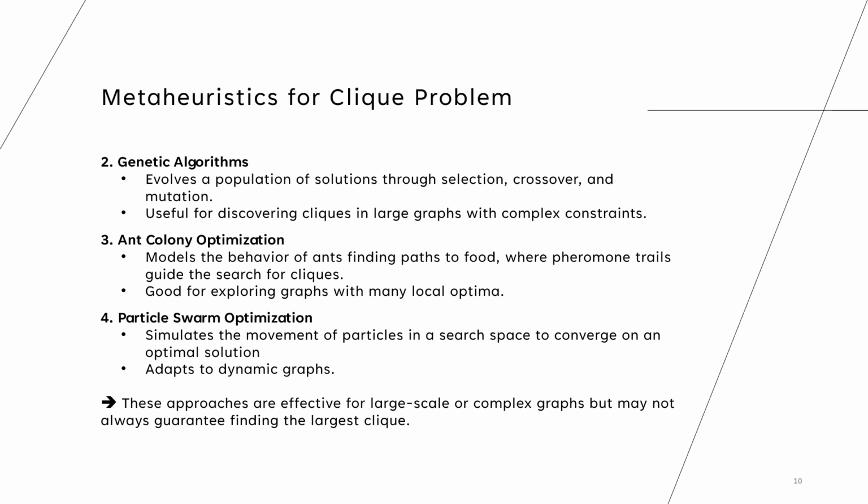And lastly, particle swarm optimization simulates the movement of particles in the search space, where particles adjust their positions based on individual and group best positions. So this approach adapts effectively to dynamic graphs, offering a promising method for complex and evolving problems.